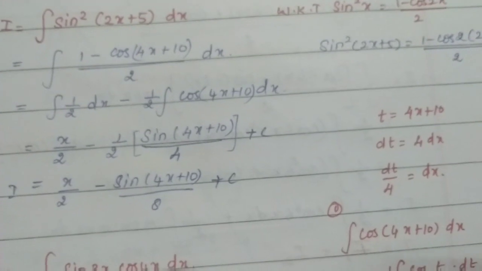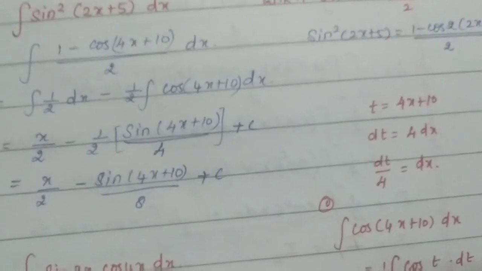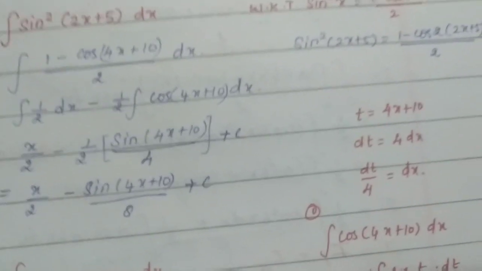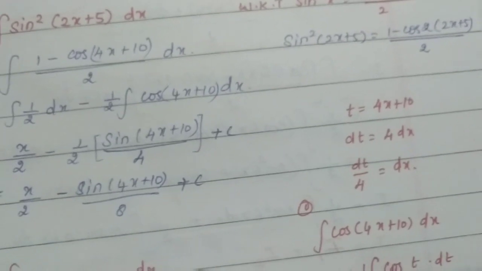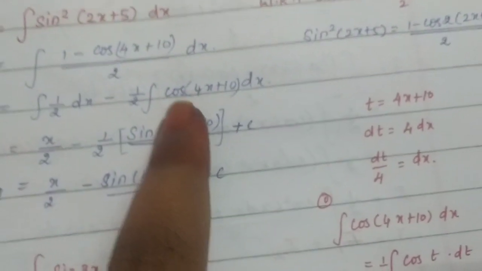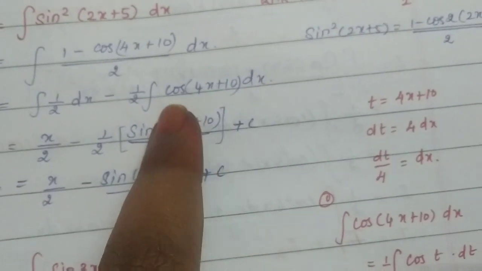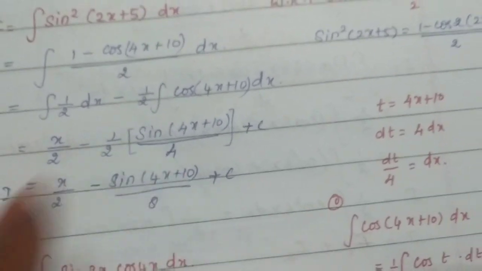See, if you want to integrate cos of 4x dx, when you integrate cos x dx, you will be getting sin x. If you have any coefficient of x, you need to divide by that. Therefore, sin 4x divided by 4. Similarly, you have cos of 4x plus 10. When you integrate, you will get sin of 4x plus 10. The coefficient of x is 4. So, you are dividing by that.